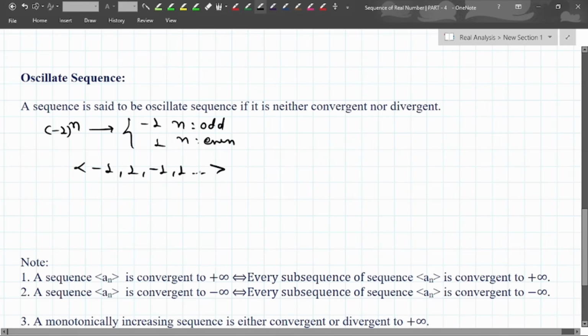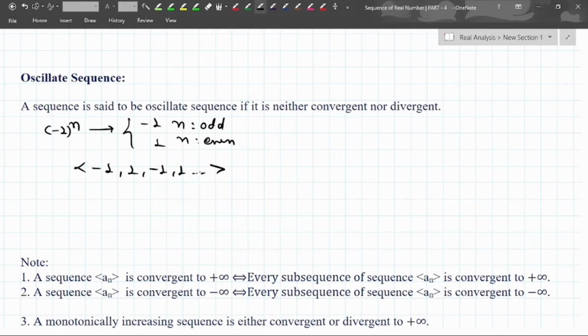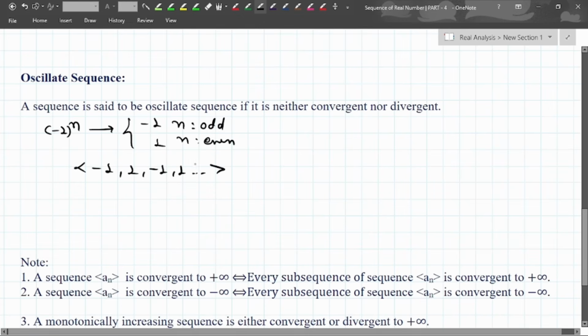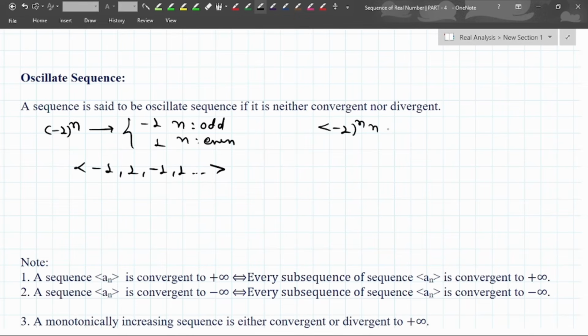It will never go to 0, never go to infinity, or to any finite number. We don't know how infinity will behave, whether odd or even, so we can't make any statement. So it is an oscillating sequence. A sequence which is neither convergent nor divergent is oscillating. Something like (-1) power n into n is also an oscillating sequence; we can't say it goes to plus or minus infinity.